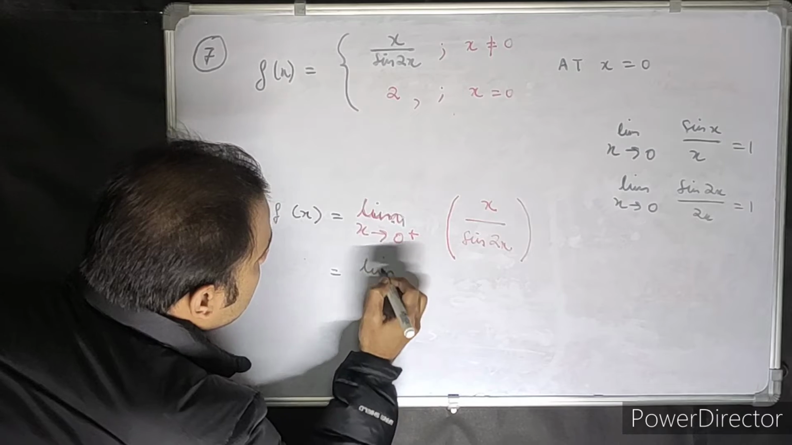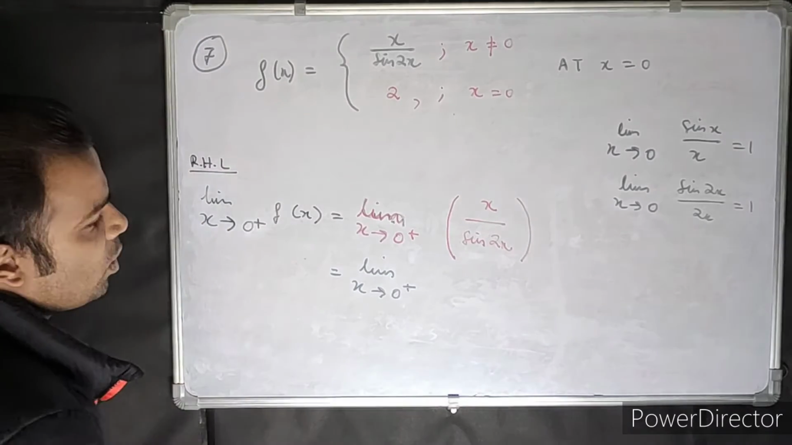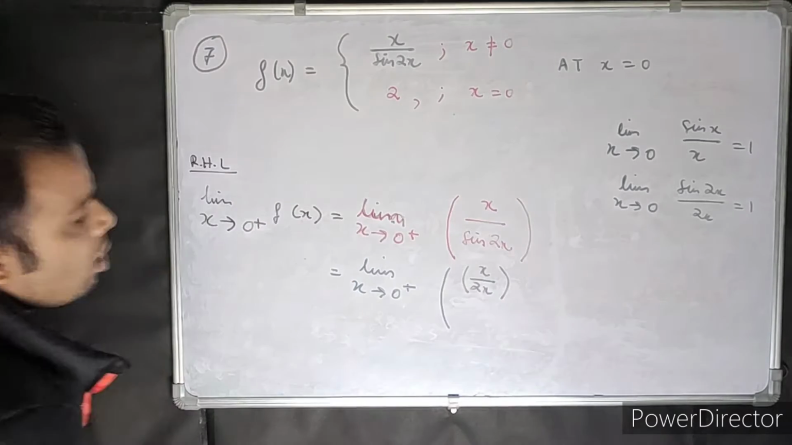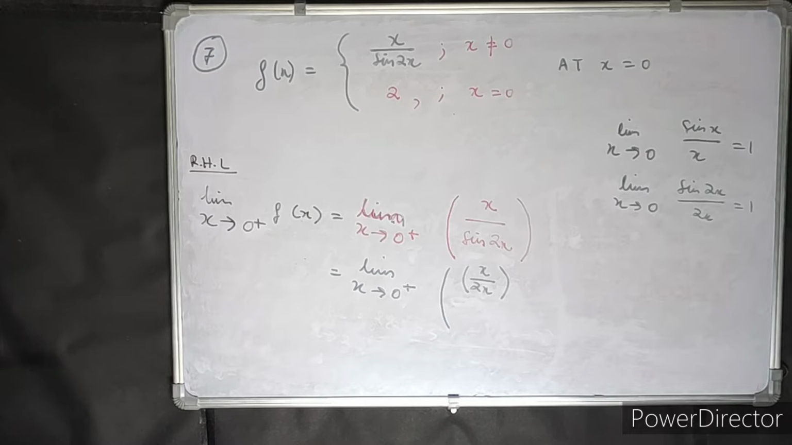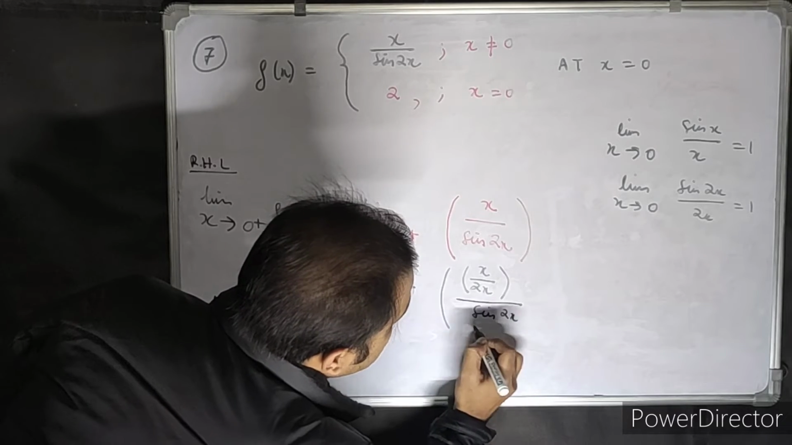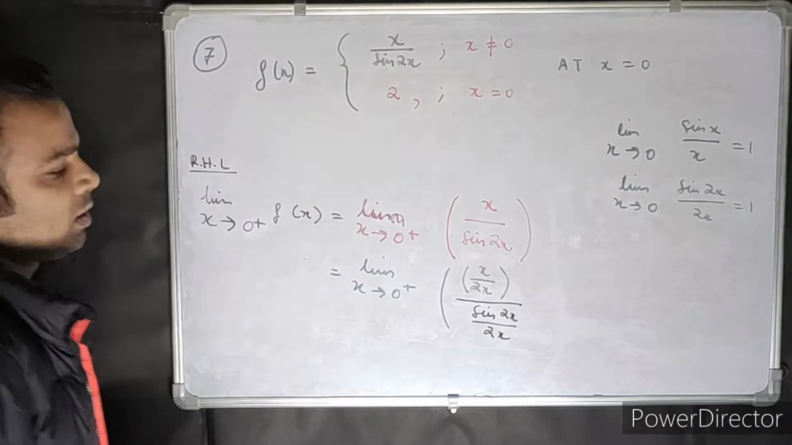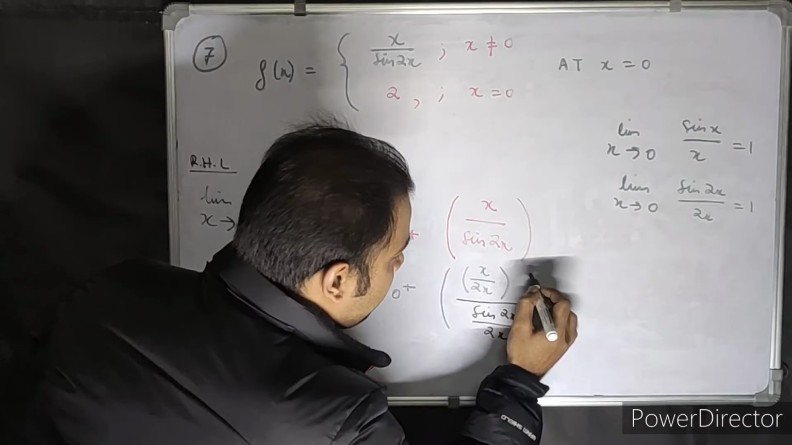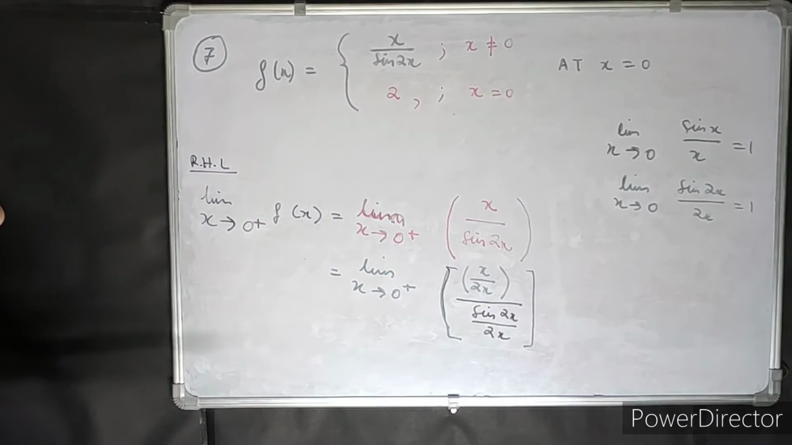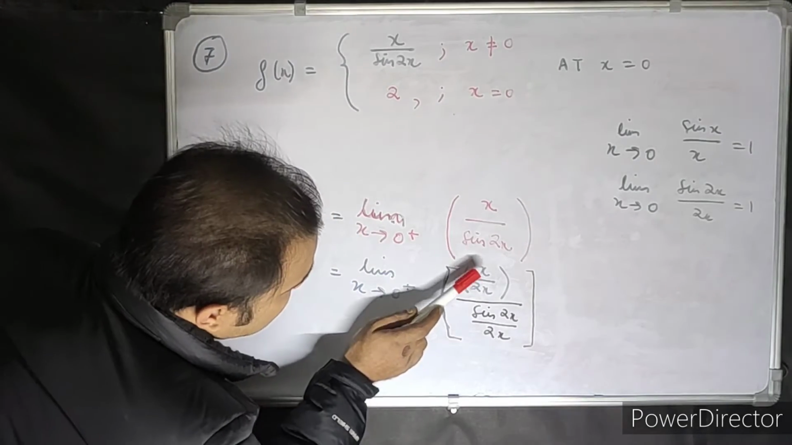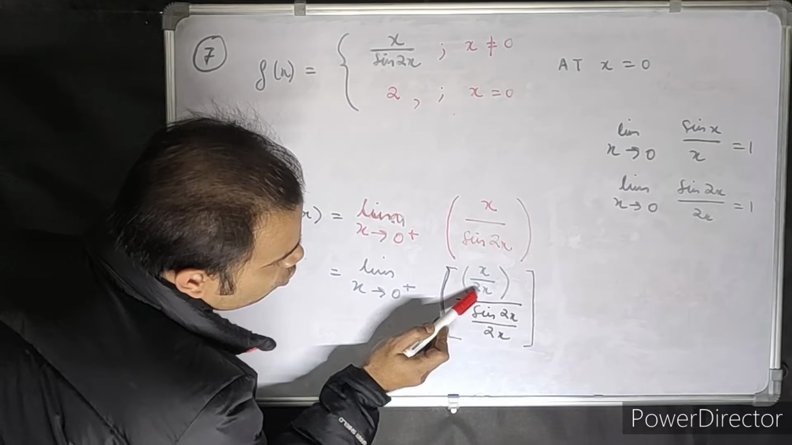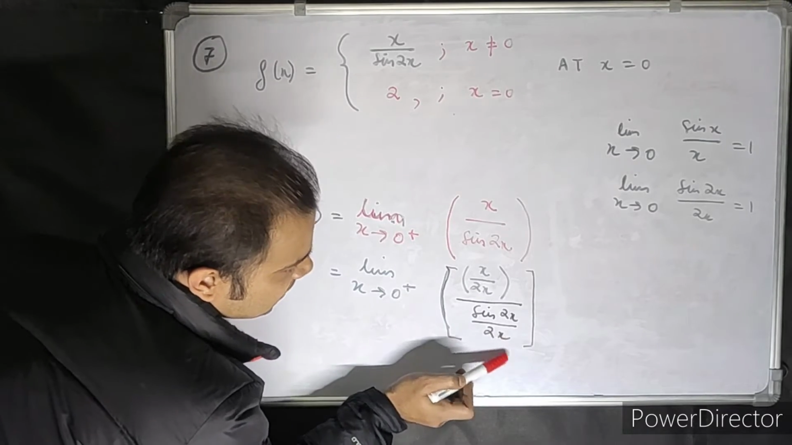So start doing limit of x tends to 0 positive, x divided by 2x on top, and sine 2x divided by 2x. Now let's see if we are getting back the question or not. So let's see. The x and the x cancel over here. The 2 and the 2 cancel over here. And this x goes up.